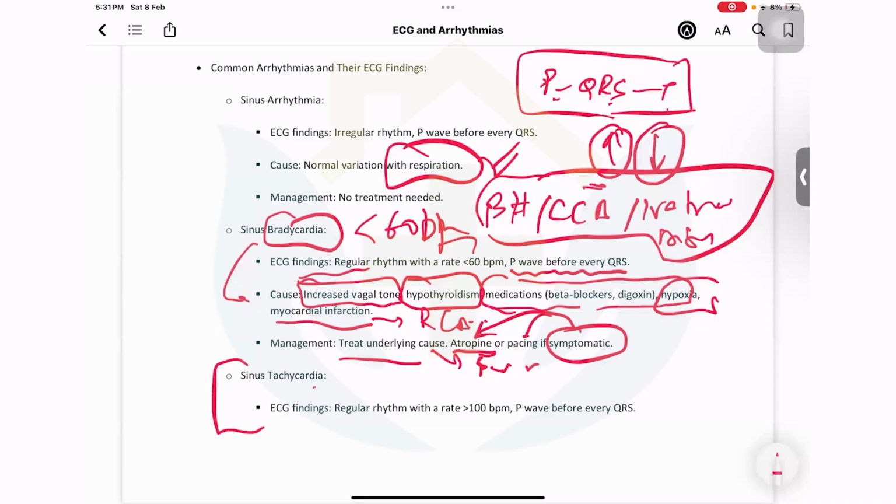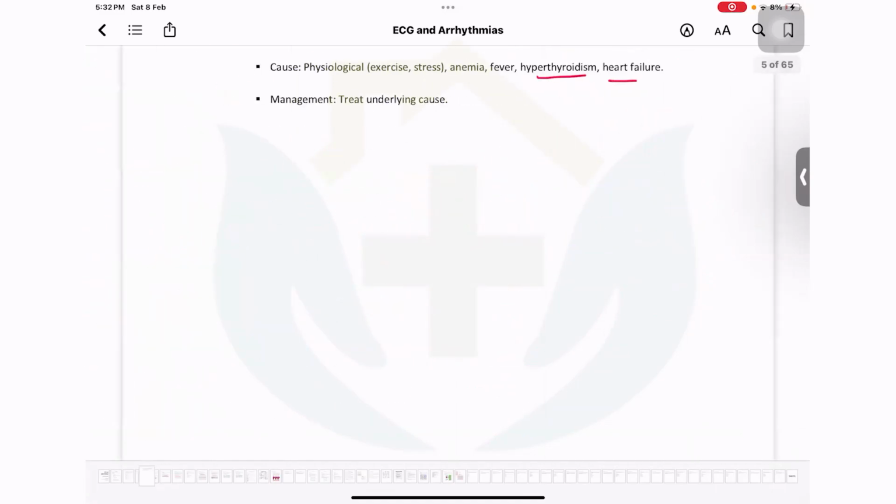Now coming to sinus tachycardia. Sinus tachycardia is a regular rhythm with a rate of more than 100 beats per minute. There has to be a P wave before every QRS, which is a defining criterion for sinus rhythm.